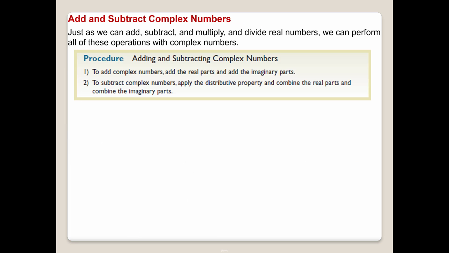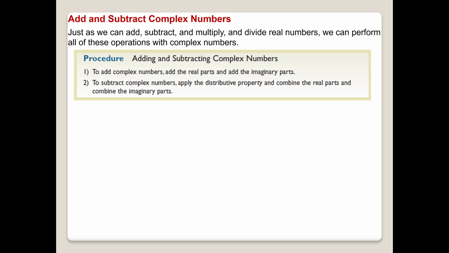Alright, so hopefully that makes a little bit more sense on that. So add and subtract complex numbers, okay? Just as we can add, subtract, multiply and divide real numbers, we can perform all these operations with complex numbers. So adding and subtracting these complex numbers. The procedure here is to add complex numbers, add the real parts, and add the imaginary parts.